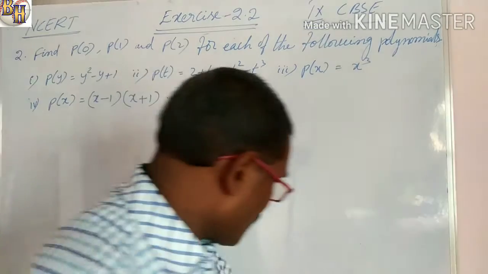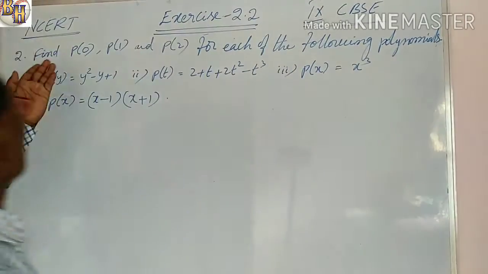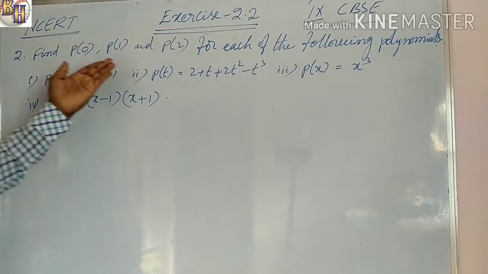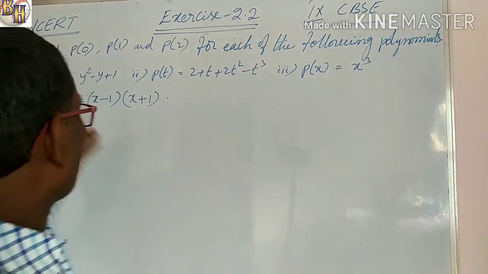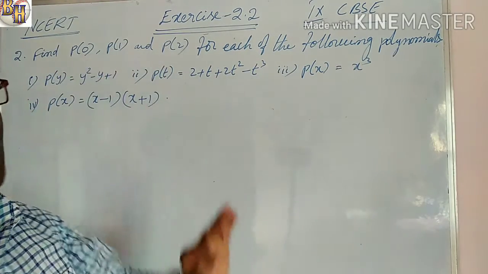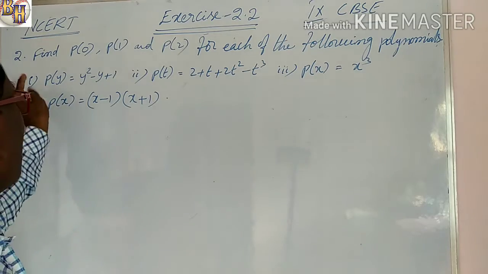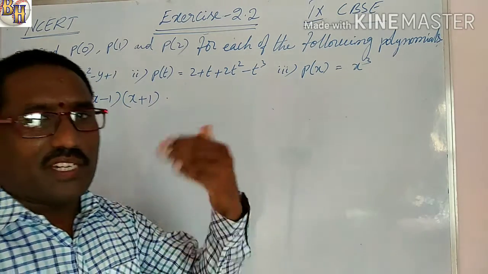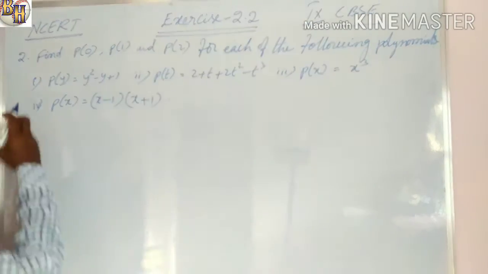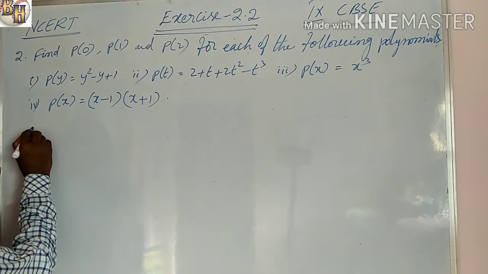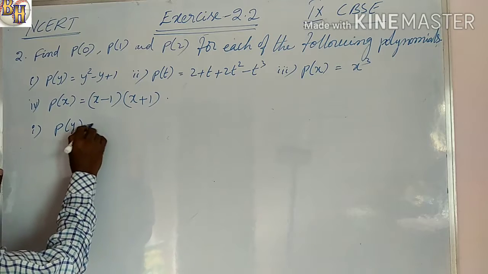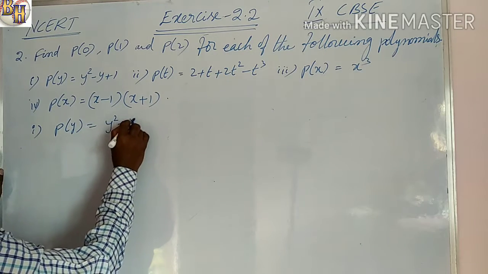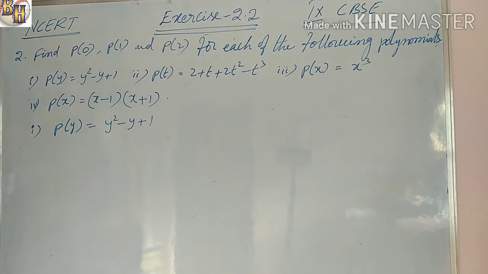Okay, next question, see. Find P of 0, P of 1 and P of 2 for each of the following polynomials. For every polynomial, find the values asked. I will teach 2 questions, and the remaining 2 questions you can do. See, first question I will do. What is the first question here? P of y is equal to y square minus y plus 1.